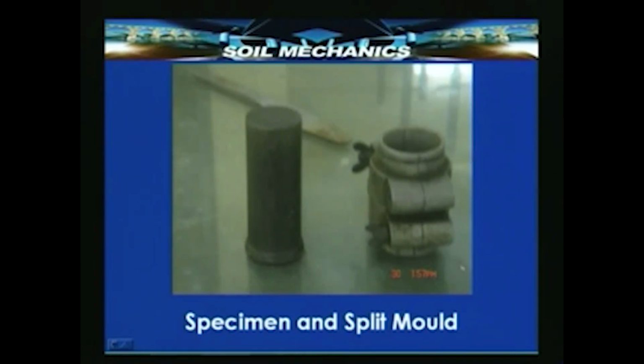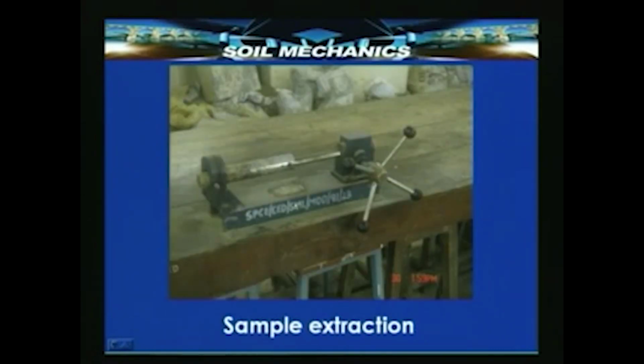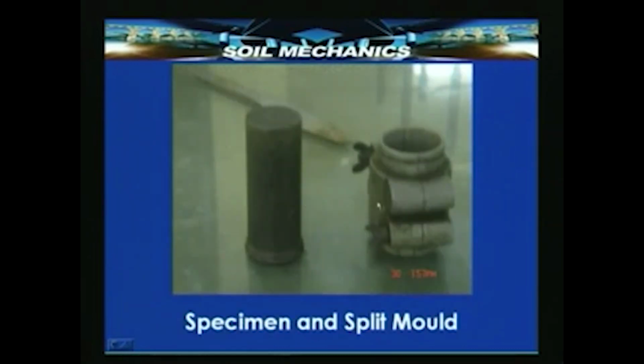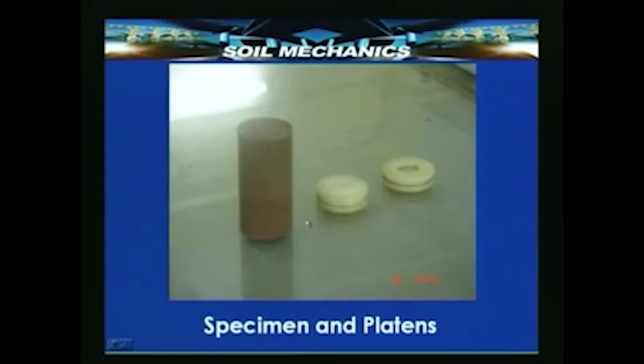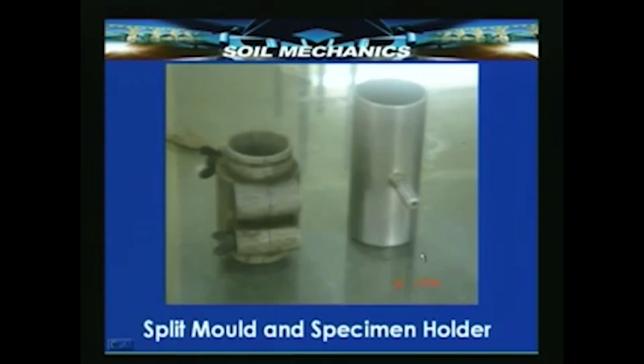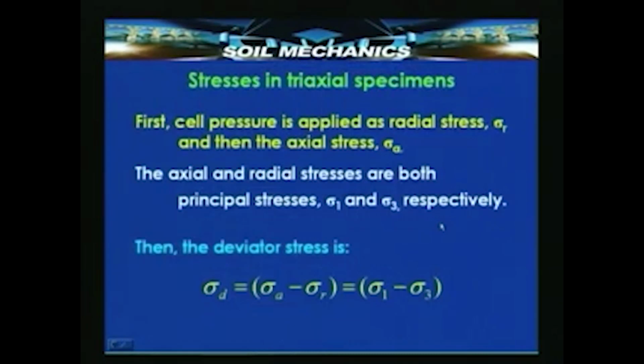That is, if you go back to the earlier slide, when you extract with the help of a plunger the core out of this core cylinder, what comes out is collected in a split mold. Because it is a split mold, you can open it out and take the sample out, and once the sample comes out you can cut it to appropriate sizes, and together with these platens it can be put on the loading machine. Here we have a closer view of this split mold and the specimen holder in the triaxial apparatus.